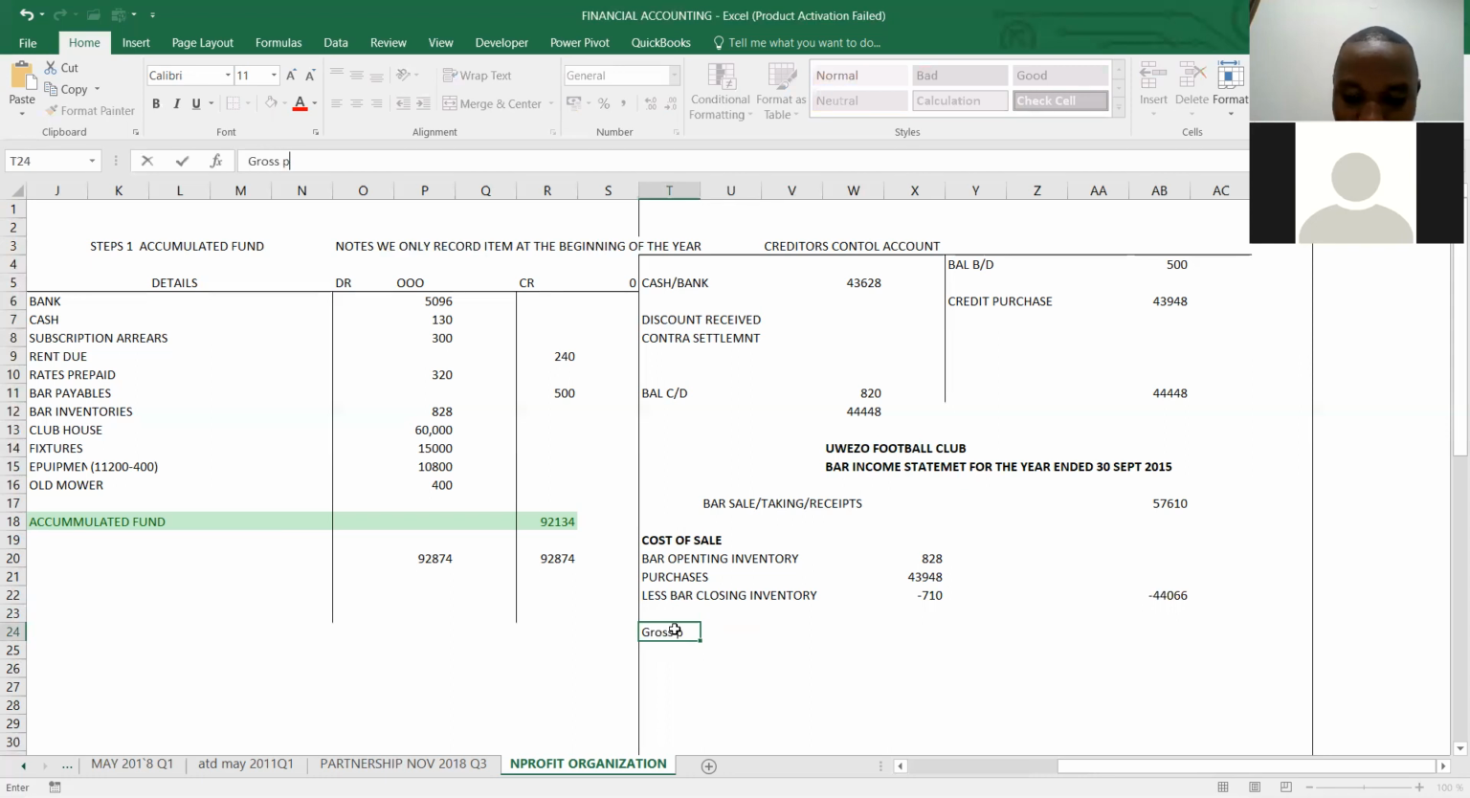Find gross profit. So our gross profit will be 57,16 minus 44,066. I get a gross profit of 13,544. That is my gross profit. Then you look at whether there is any expense relating to this period, so you can say less expenses. And if there are incomes, you add them, relating to that period. It is the same normal income statement, but you need to record only for the specific period.